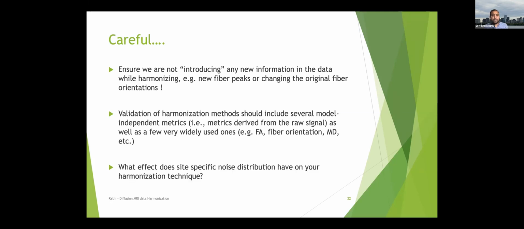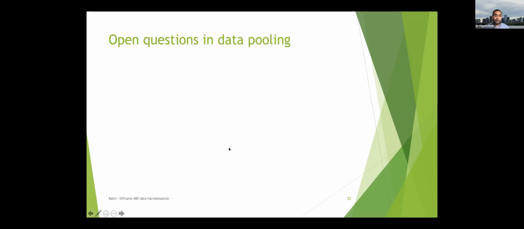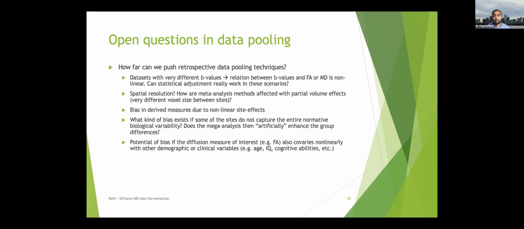What effect does site-specific noise distribution have on your harmonization technique is something that needs to be characterized. And there are also, similarly, as I said, open questions for data pooling too. And this is very specific to diffusion MRI. So let's say you have two data sets with very different B values. And we know that the relation between B value and fractional anisotropy, or MD, is nonlinear.